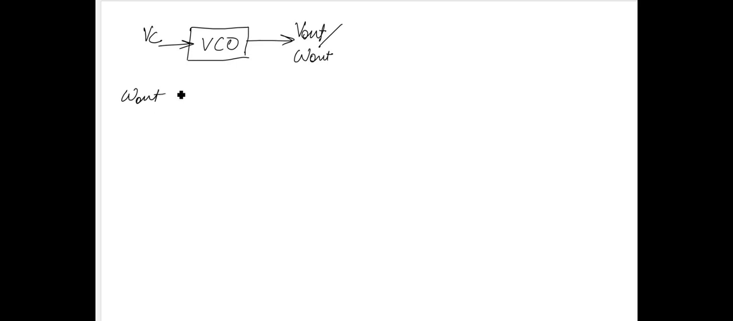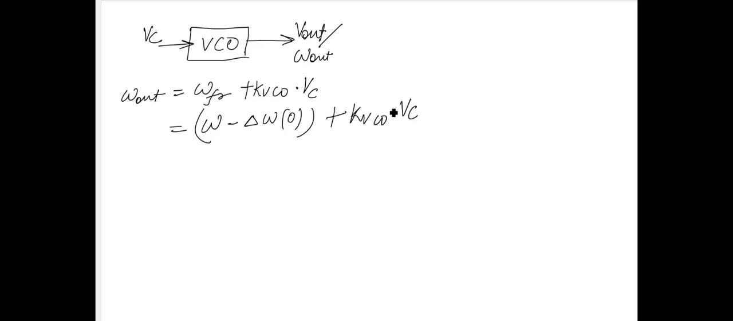So in case of VCO, the input is VC and output is V out. Omega out is the frequency. So omega out is equal to omega free plus KVCO dot VC. What is omega free? We saw already that it is omega minus del omega 0, and then KVCO dot VC. Now we can write the value of VC. What was VC? VC was half sine del omega 0 t.